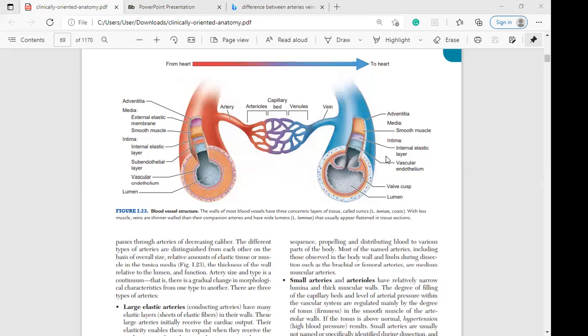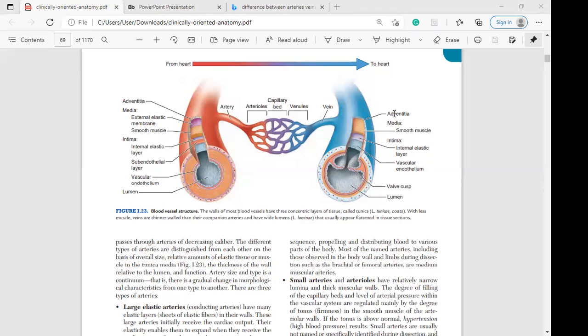So now let's look at the structure of the vein. We have the vascular endothelium and the internal elastic layer. Did you notice that there is no subendothelial layer also? In the artery, in the intima, we had a subendothelial layer, but in the vein, there is no subendothelial layer. So it goes from the vascular endothelium directly to the internal elastic layer. And then when you enter the media, you find only smooth muscles without an external elastic membrane. And then you have your adventitia.